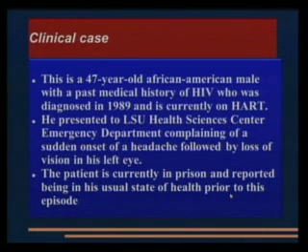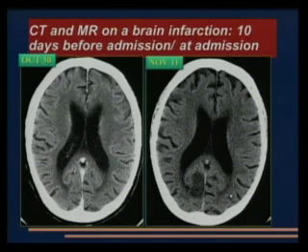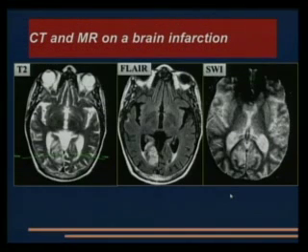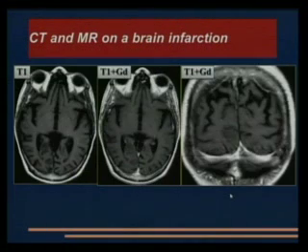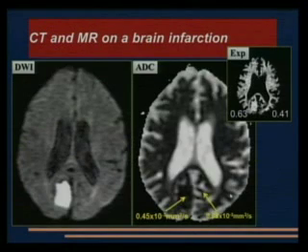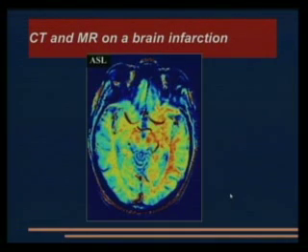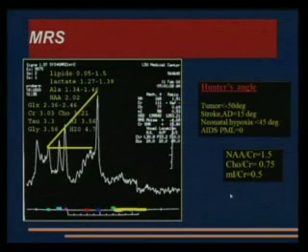Clinical case, 47-year-old. You have the CT in October, the CT in November. This is the T2 and FLAIR, but finally you have an infarction in the same place. That is, of course, the infarction that repeats in the same area, and you don't see this with CT. And this is the perfusion. The perfusion was decreased in that area.